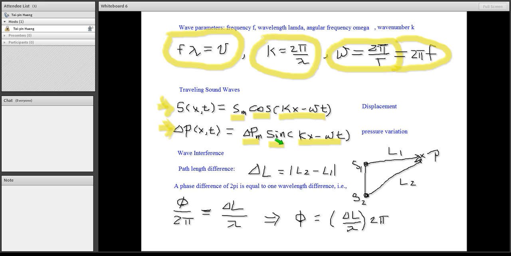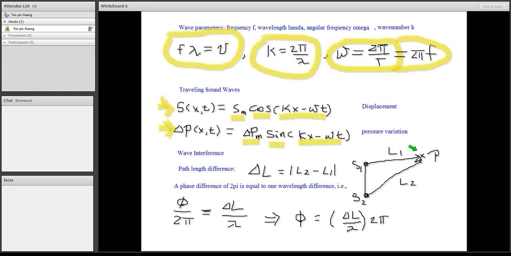Now, imagine that you have more than one source that produces a sound. Say you have source S1 and source S2, and they both produce a sound wave. Then you have an observer at this point P. When we say observer, it means that the wave is going to propagate through space and reach the observer. Say the wave produced by source S1 has propagated a distance L1, and the wave produced by source S2 has propagated a distance L2. So both sound waves are going to reach the observer.